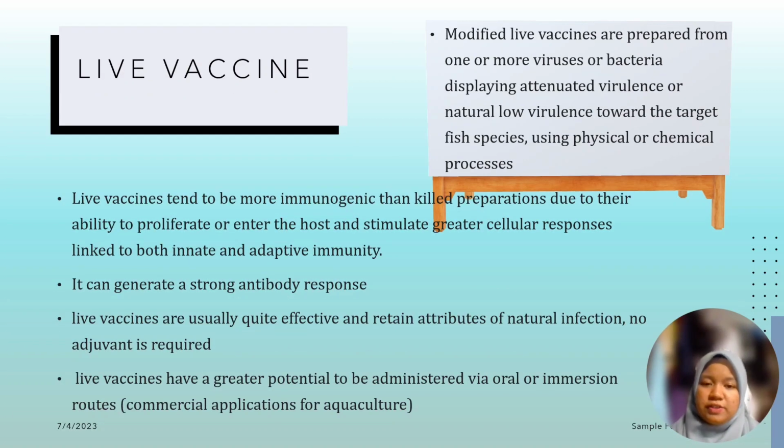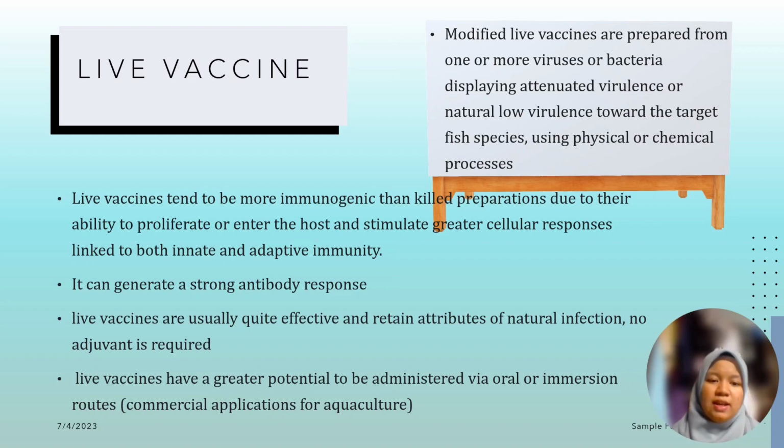So for the next conventional fish vaccine, which is live vaccine, it is prepared from one or more viruses or bacteria displaying attenuated virulence or naturally low virulence towards the target fish species, usually using physical and chemical processes. Live vaccines tend to be more immunogenic than killed preparations due to their ability to proliferate or enter the host and stimulate a greater cellular response in both innate and adaptive immunity. They can generate a strong antibody response because such a cell-mediated immune response is considered to mimic a natural pathogen infection, and it is almost identical.